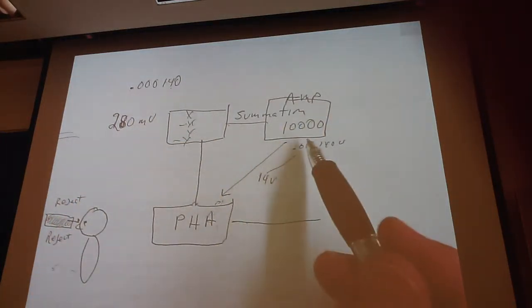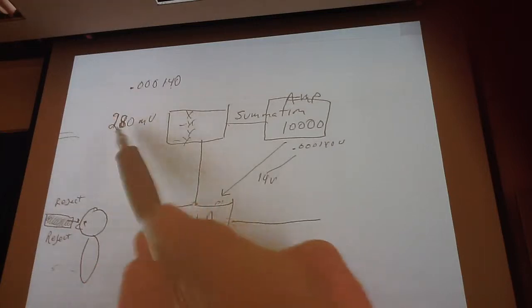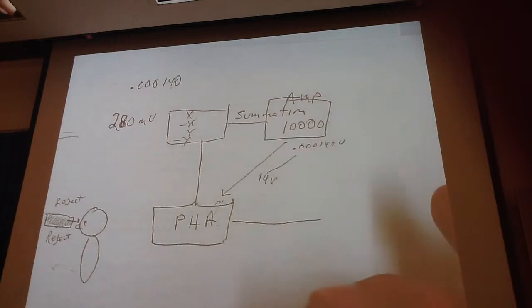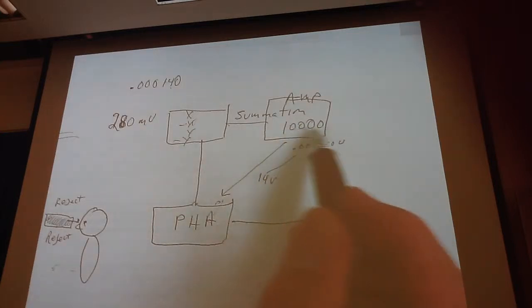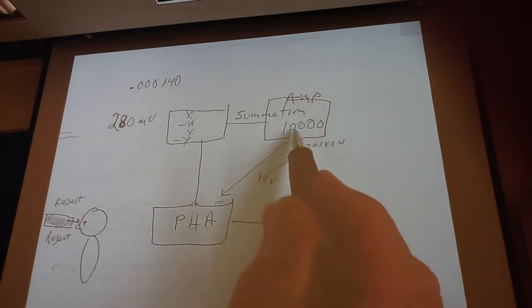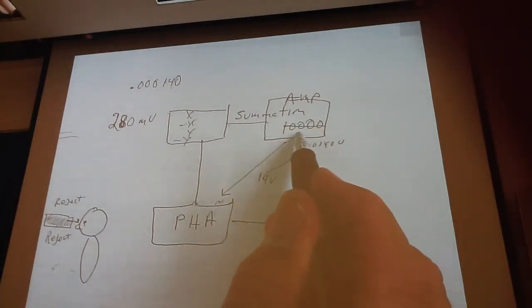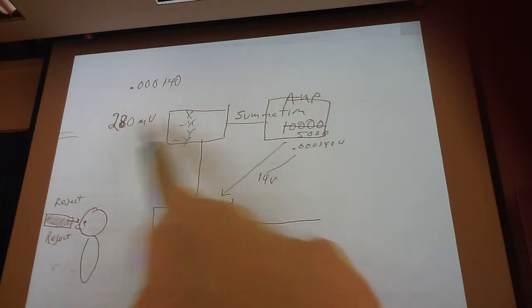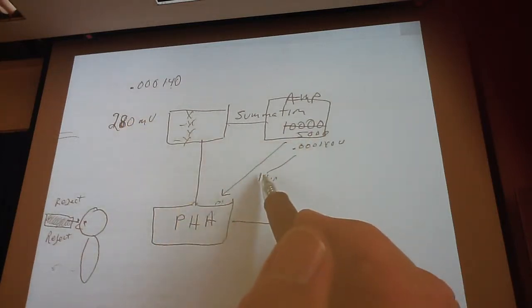So what could I do to make sure that this 280 millivolts is going to be converted into 14 volts? Well, how about if I just decrease the amplification? Don't you guys have the ability on your radio to turn the volume up and down? So if I cut the amplification in half, now this 280 millivolts is going to be converted into 14 volts.